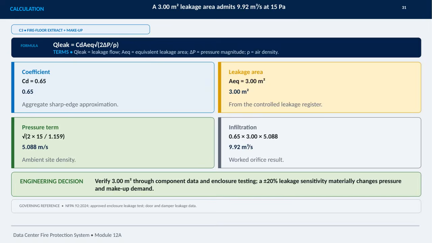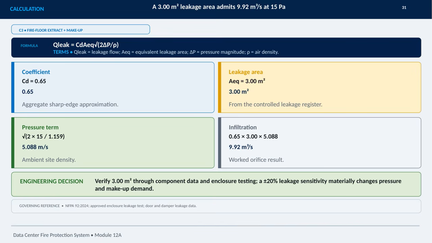This slide works through the leakage flow calculation for the fire floor extract and makeup system. The governing relationship is Q_LEAK equals C_D times A_EQ times the square root of 2 delta P over rho. In practical terms, that combines the discharge coefficient, the equivalent leakage area, the pressure difference, and the air density to estimate the airflow entering through leakage paths.